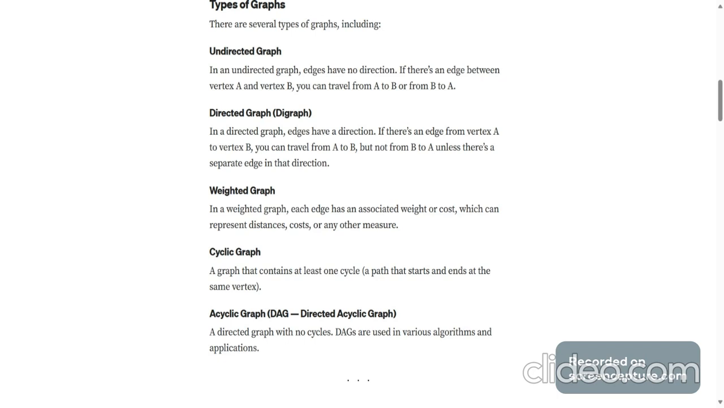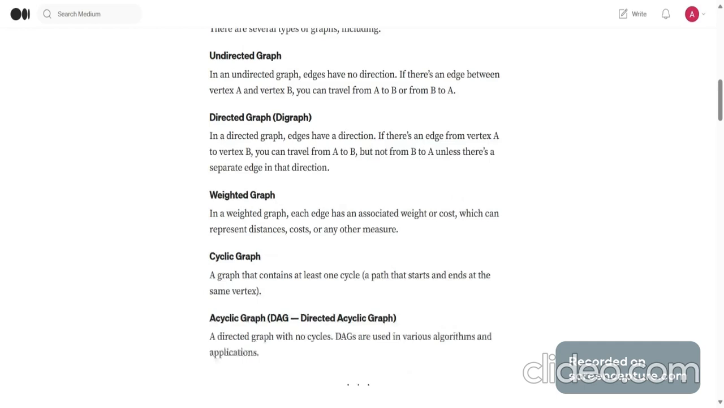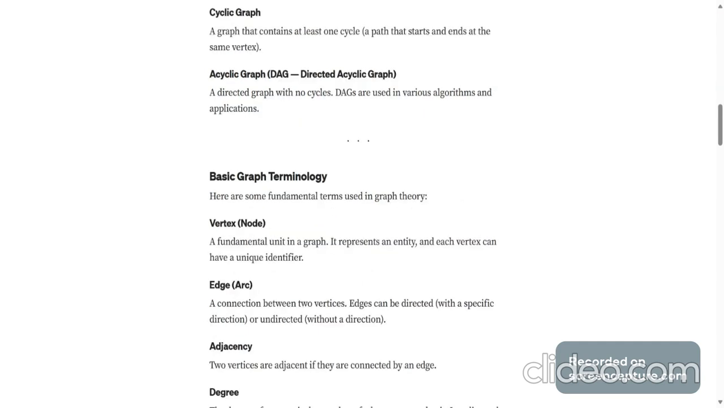Weighted graph. In a weighted graph, each edge has an associated weight or cost which can represent distances, costs, or any other measure. Cyclic graph. A cyclic graph contains at least one cycle, a path that starts and ends at the same vertex. An acyclic graph, a directed graph with no cycles, DAGs are used in various algorithms and applications.